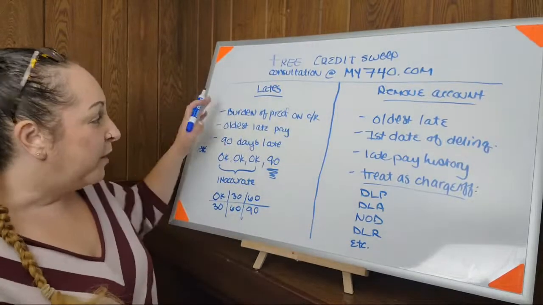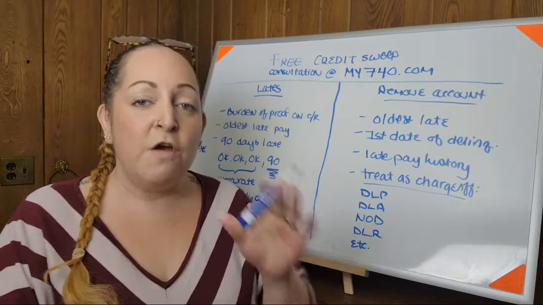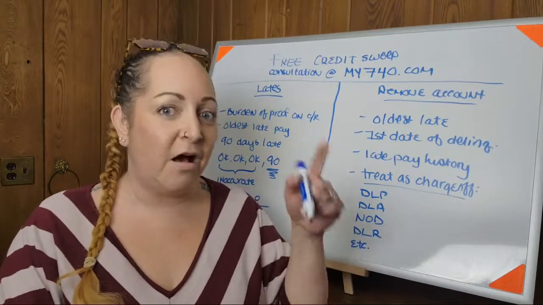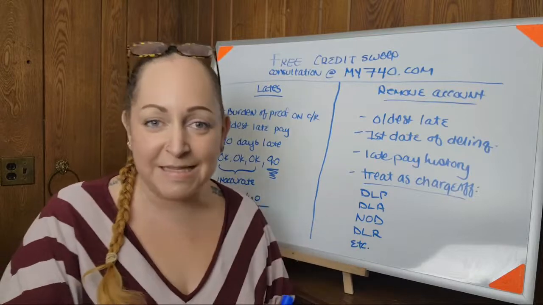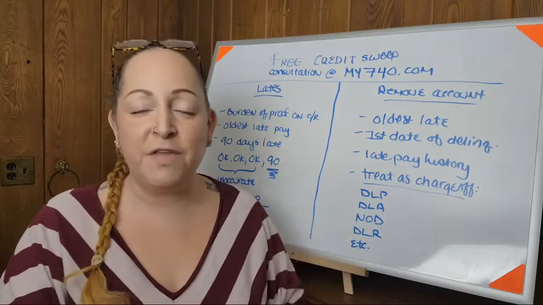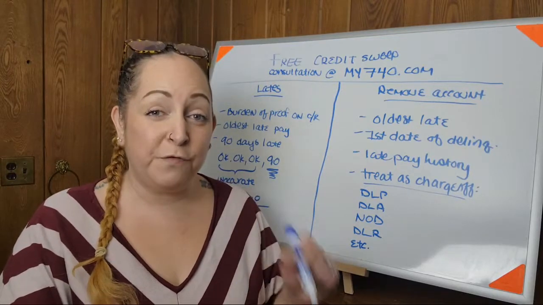So next part, you are going to go and check out that oldest late payment. So for example, you were 90 days late, and then you were not late again until maybe, I don't know, the year after, okay? We're going to go back to that very first late payment, so your first date of delinquency.